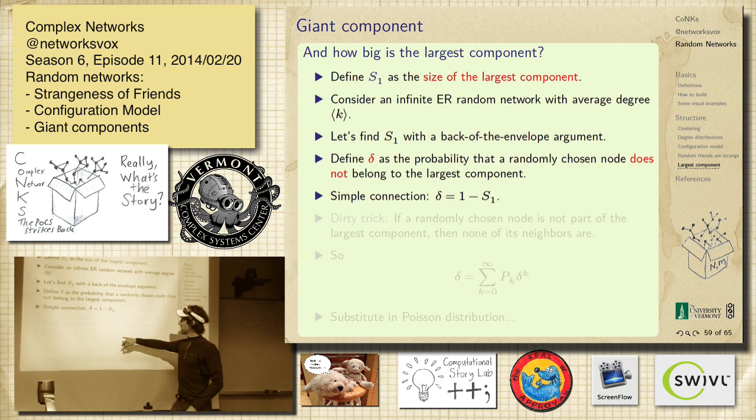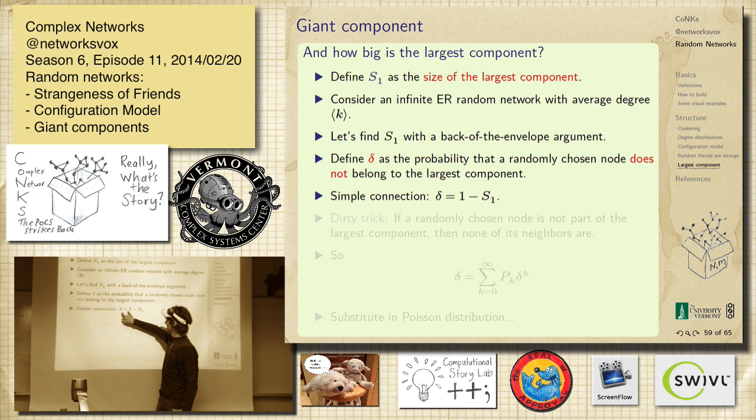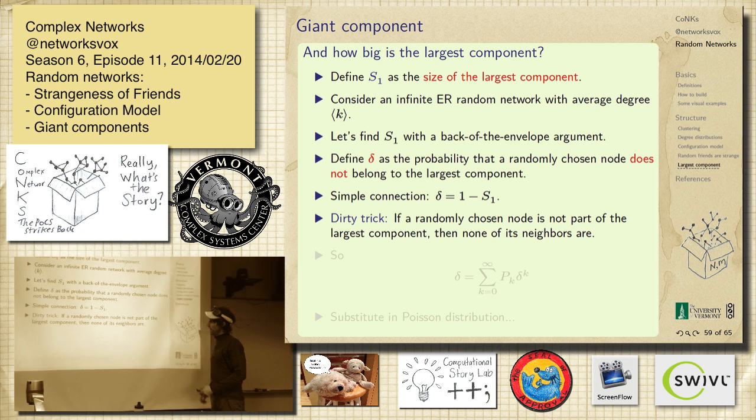Okay, so that's exactly the thing. The simple connection is that this little delta has to be 1 minus the fraction that the giant component takes up, or the giant component is 1 minus that fraction.